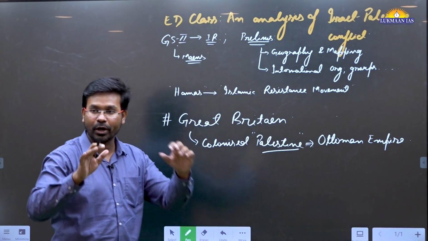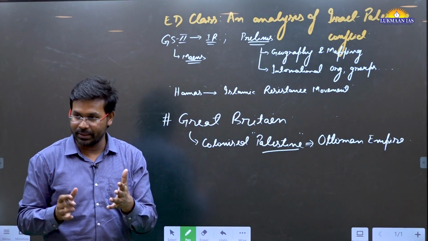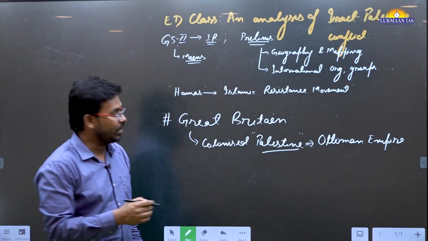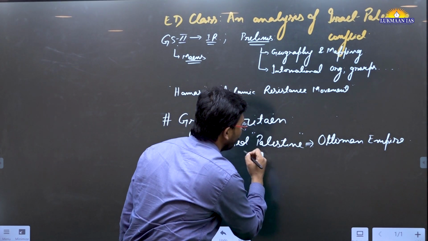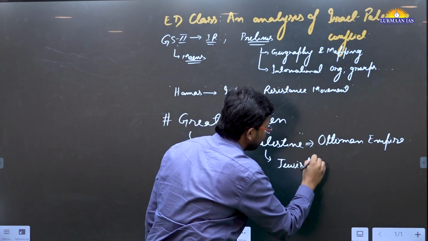And one of the persons in Great Britain, in their parliamentary system, happened to be a Jewish person. He was a Jewish person, a person who believed in Judaism. He was a Jewish person.